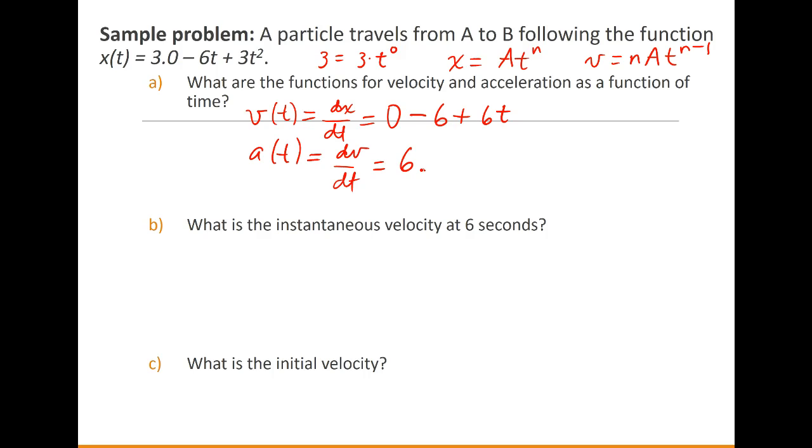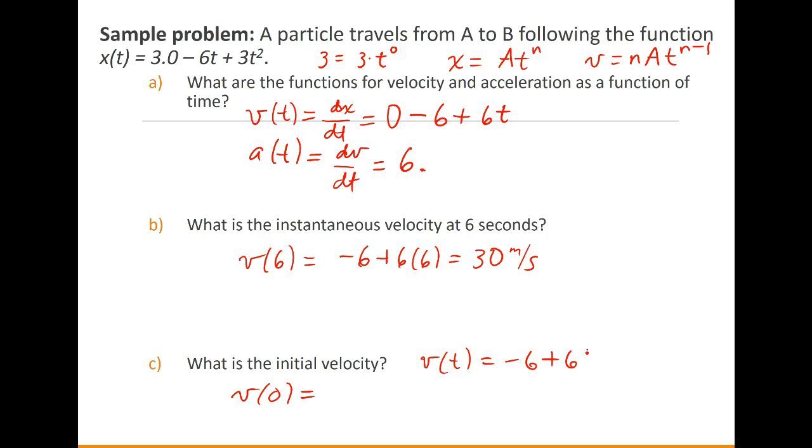And we can also find the instantaneous velocity at 6 seconds. So v of 6 is going to be negative 6 plus 6 times 6, which is 30 meters per second. And the initial velocity, v naught, that's going to be basically the value of v when t is 0. So we take our function for v of t, which is negative 6 plus 6t, and we plug in 0 for that, and we get negative 6 plus 0, or negative 6. That means that our initial velocity was negative 6.